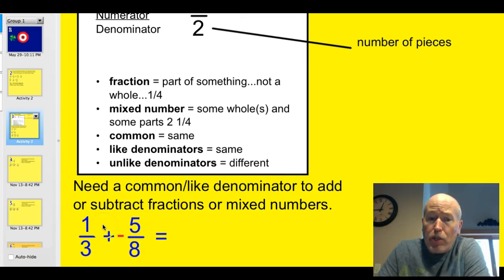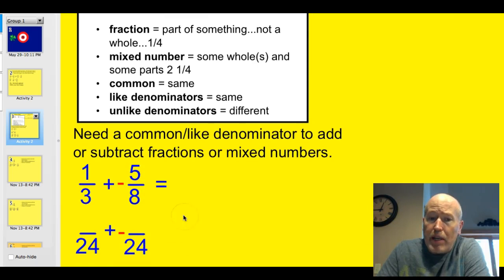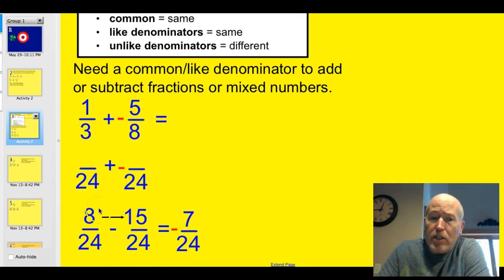So in this situation, we have 1/3, and we're going to add a negative 5/8. Well, that's really the same as subtracting, but we'll just look at it this way. We have to rename these. So let's rename them to 24, something over 24. So we have to have a common denominator. So 1/3, we'll rename that as 8/24, and we'll rename 5/8 as 15/24.